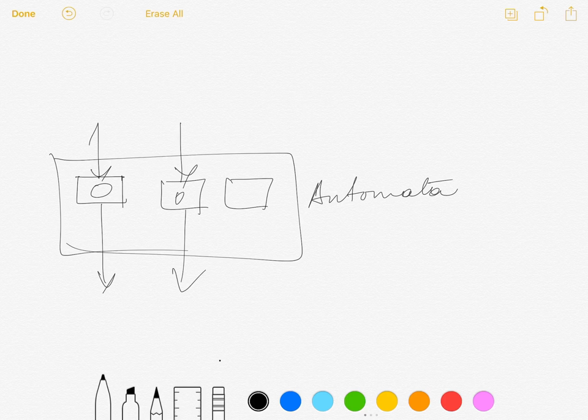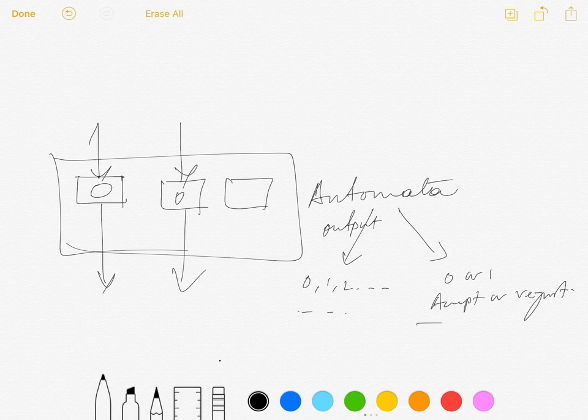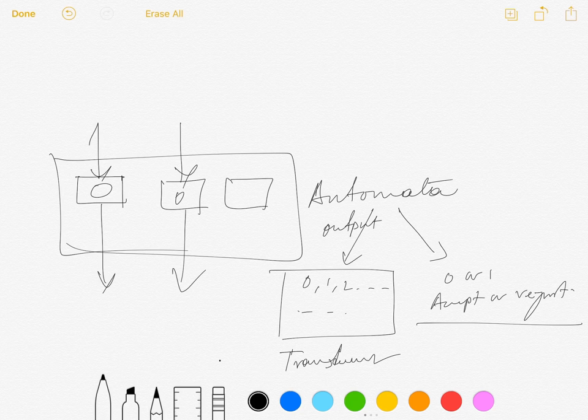Now the automata can show you the output in two ways. Either it may be in the form of a number or alphabets like 0, 1, 2 like this, or it can show the output in the form of a 0 or 1, accept or reject like this. So if the output of an automata is in the form of a number or digits, in that case it is called a transducer. And if the automata shows the output in the form of a 0 or 1, then it is called an acceptor.